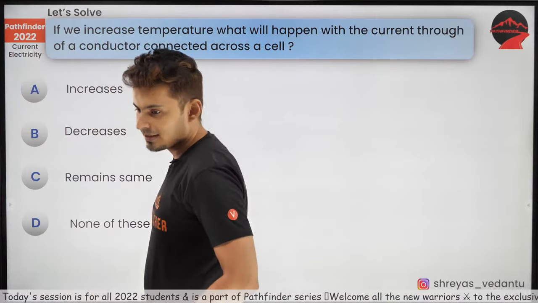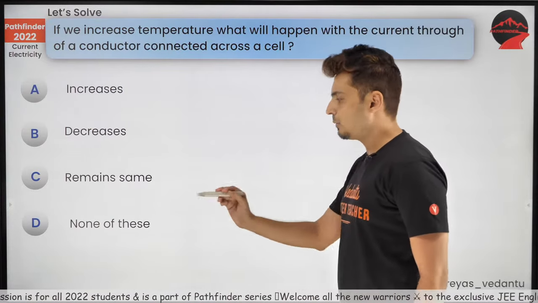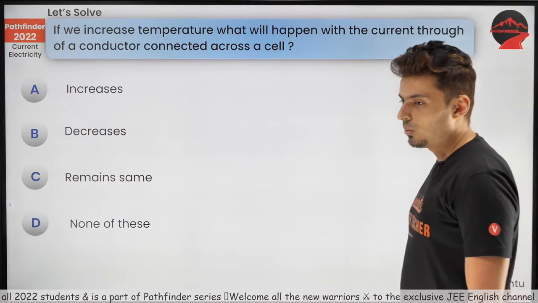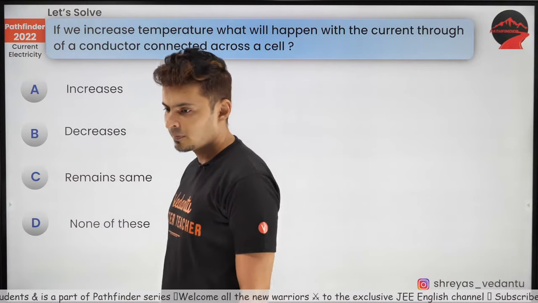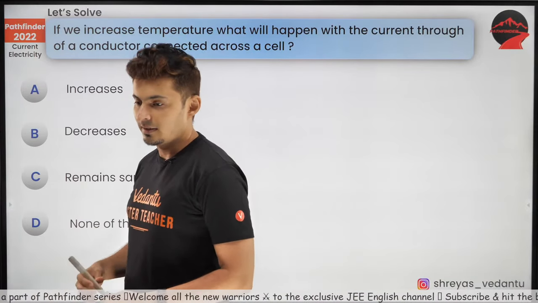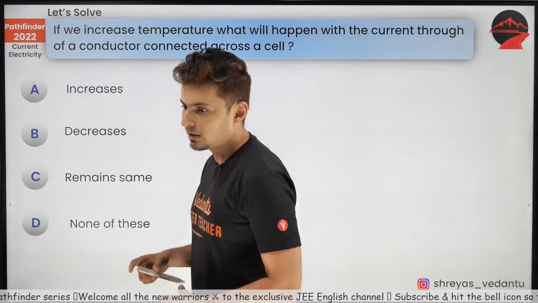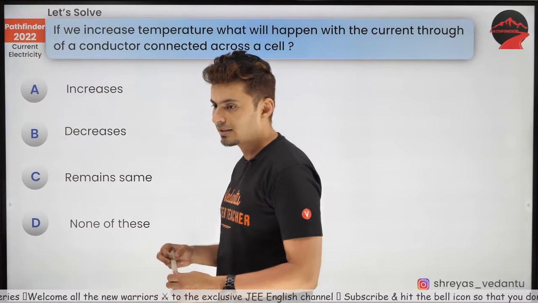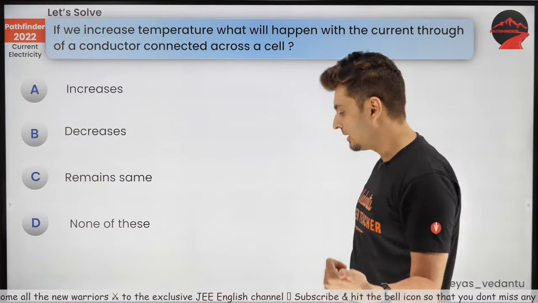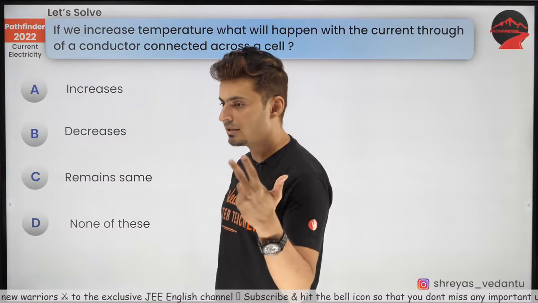Come on, decreases, A or B, remain same or none of these? Come on, my warriors, think. Abhijit says semiconductor. Wow, we have a semiconductor also out here. Very good. So I knew about germanium, I knew about silicon, but this is Abhijit Semiconductor.